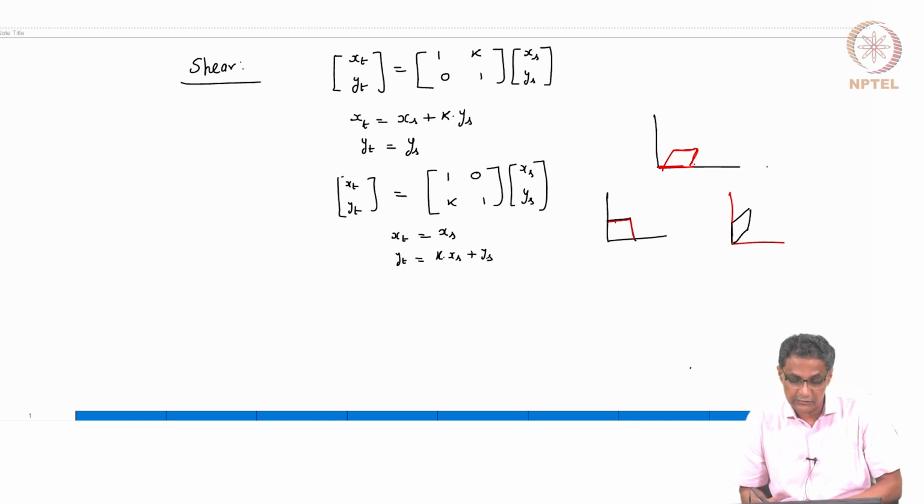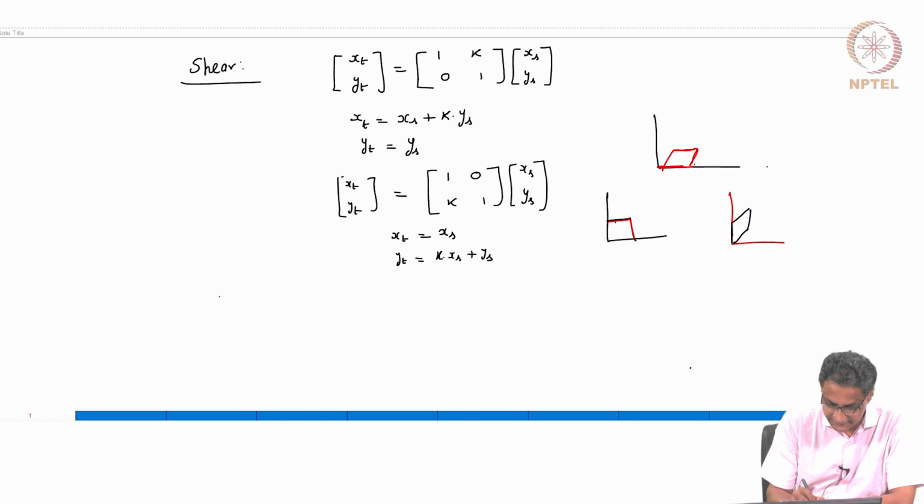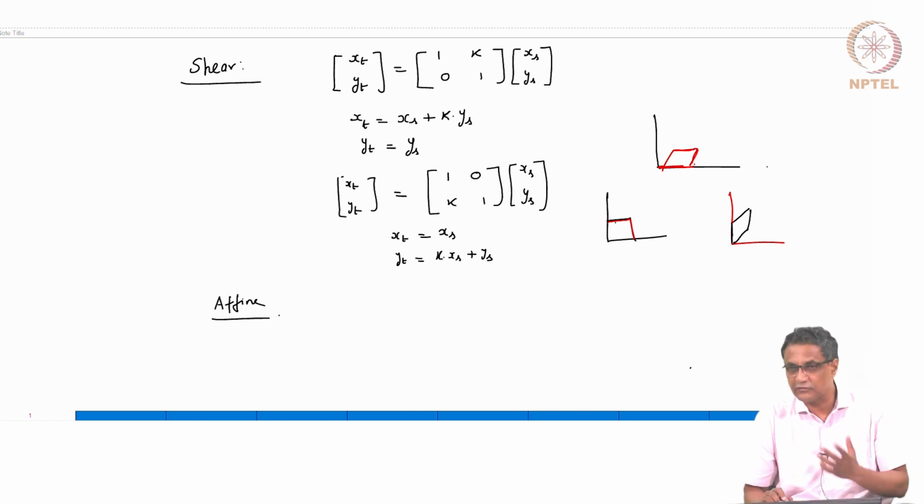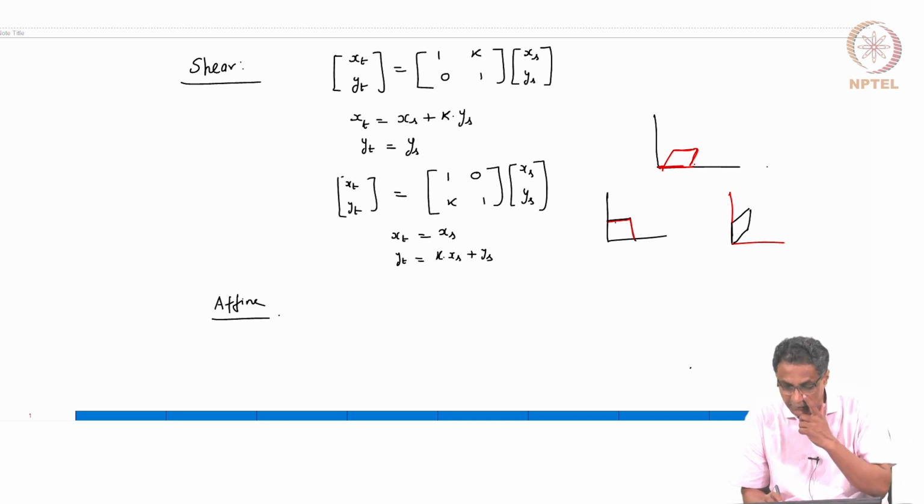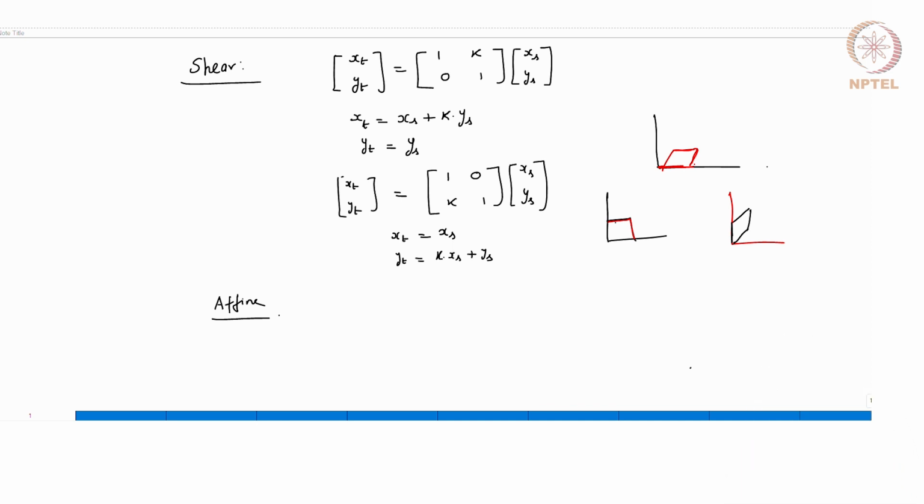Actually, this is all a special case of something more general, what's called an affine transformation. There is something more general than affine, which we will see shortly. The center doesn't move, it just tilts like that.